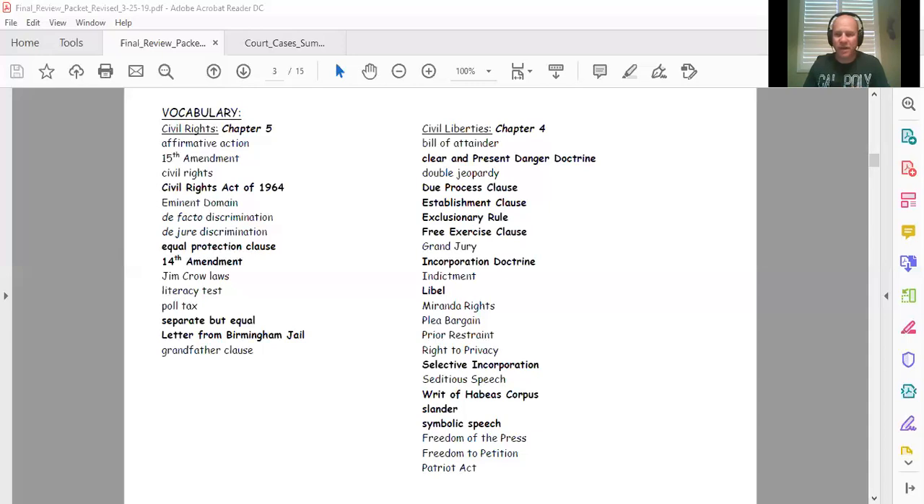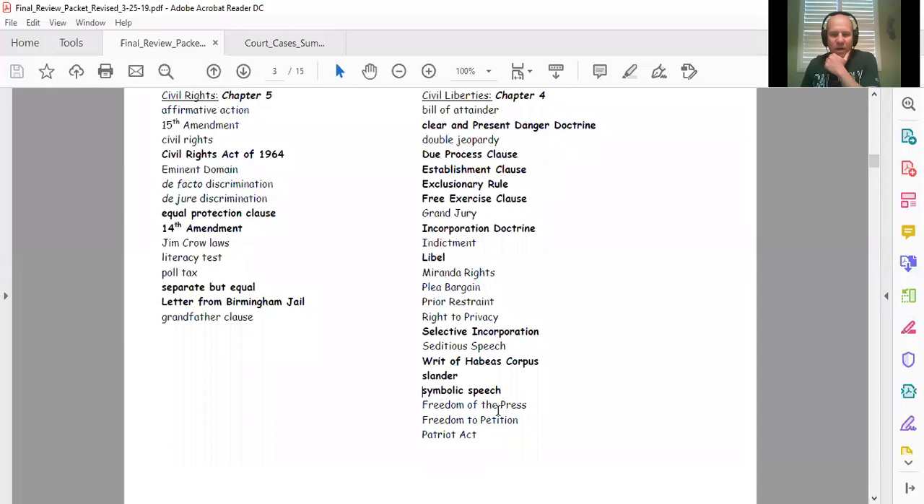Okay, so now let's come back to our review. Freedom of the press, ladies and gentlemen. Oh, and by the way, seditious speech is advocating overthrowing the government. Seditious speech is actually encouraging others to physically try to overthrow government officials.